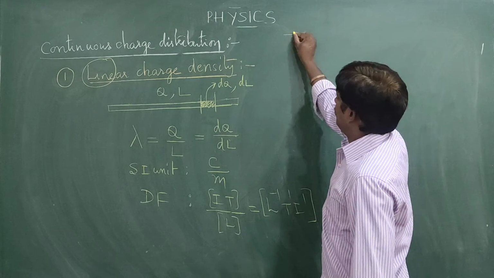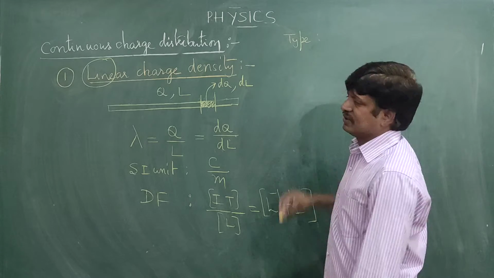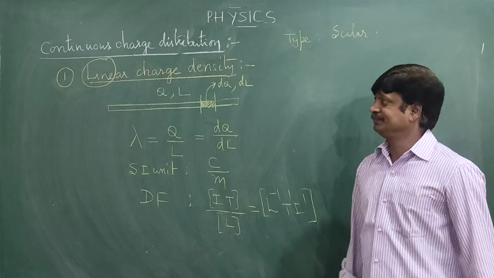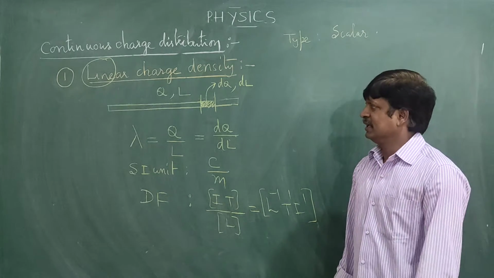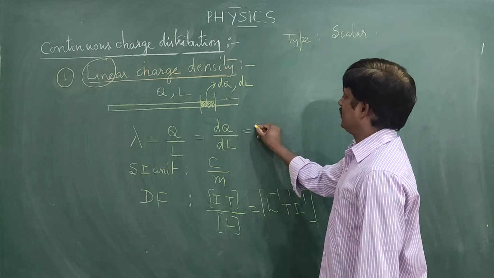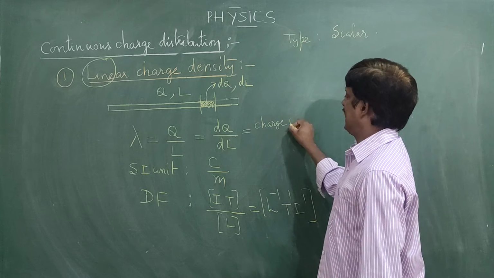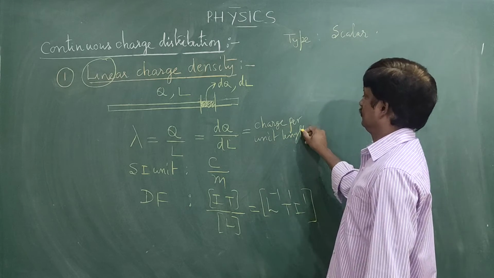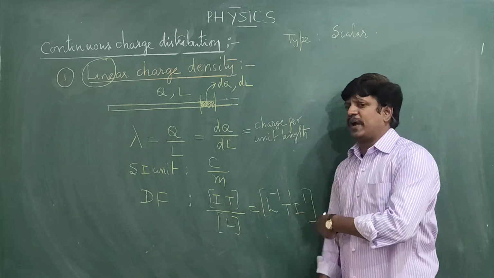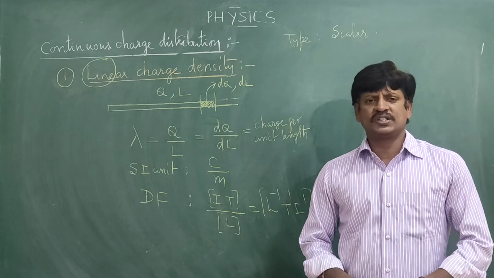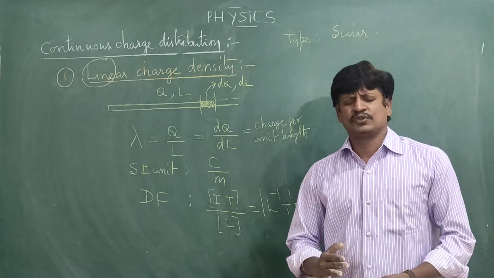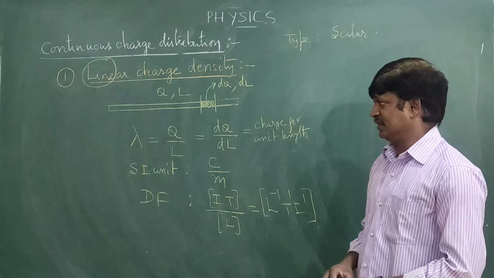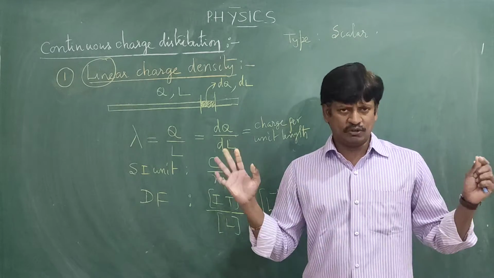And what's the type? Is it a scalar physical quantity or a vector physical quantity? It is a scalar physical quantity. So, literally, linear charge density means charge per unit length. And this charge per unit length is valid anywhere. It can be a continuous charge distribution. It can be uniform charge density or it can be non-uniform charge density. The formula is valid: charge per unit length.